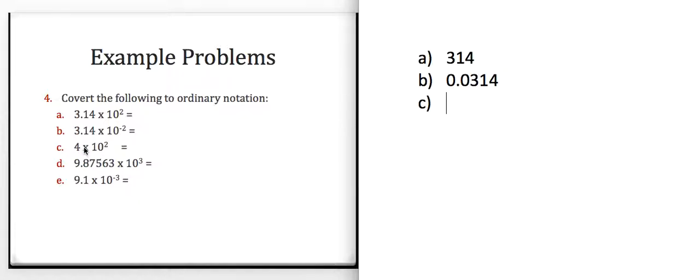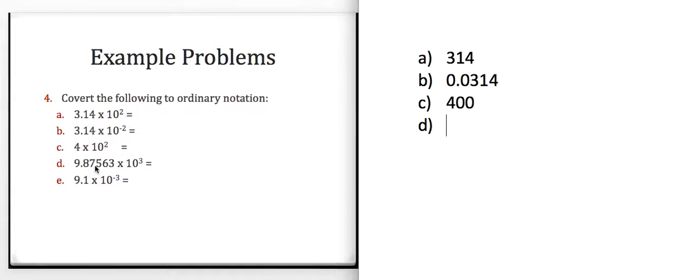4 times 10 to the second, again, this is a positive exponent, so this is going to change to 400. Note, I did not put the decimal point there, because this C has 1 significant digit, and so does this without the decimal point. Now, if I were to put that there, then I would be wrong, because now this has 3 significant digits, and my scientific notation originally had 1. So we have to leave that off.